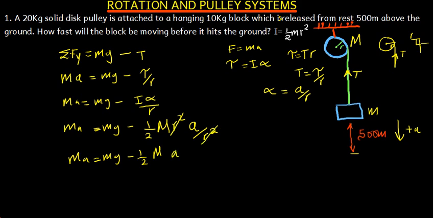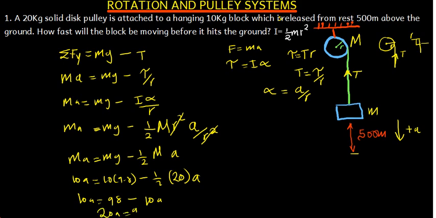So the small mass we are going to substitute, this is 10 times acceleration. Small mass is still 10 times g, which is 9.8, and minus half. The big mass there is 20, the mass of the disk, times acceleration. So this is 10a is equal to 98 minus half times 20, that is a 10a. Taking the 10a to the other side, that will be 20a, and that is going to be equal to 98. That means the acceleration of the system is going to be 98 over 20, which is 4.9 meters per second squared.